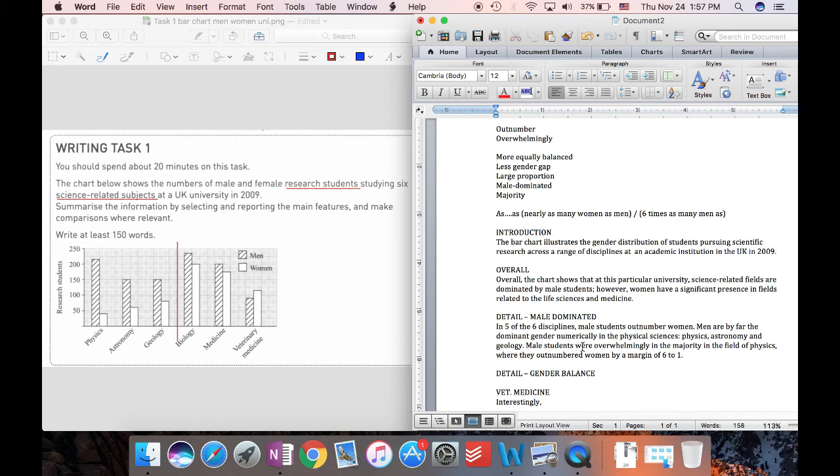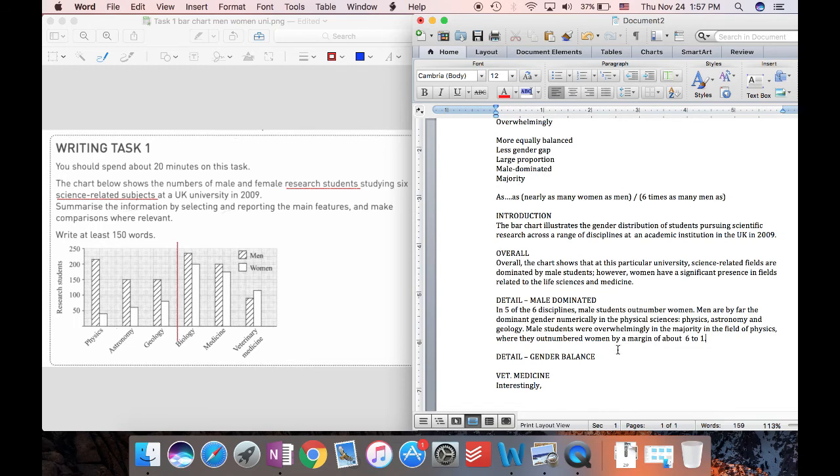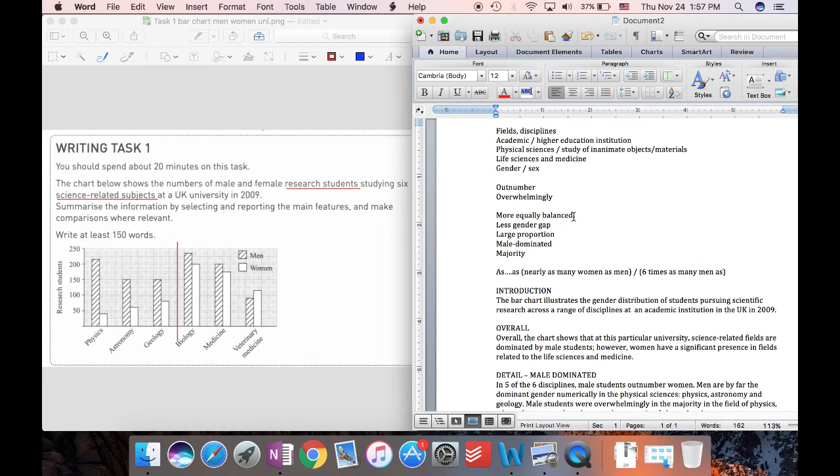I'm not quite sure whether you end up by a margin of about 6 to 1. And I think that's probably all we need to say for the male-dominated paragraph. Let's go to the women now, or the gender balance one rather.